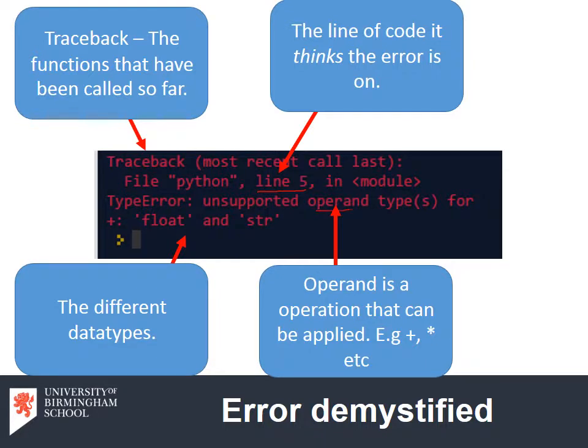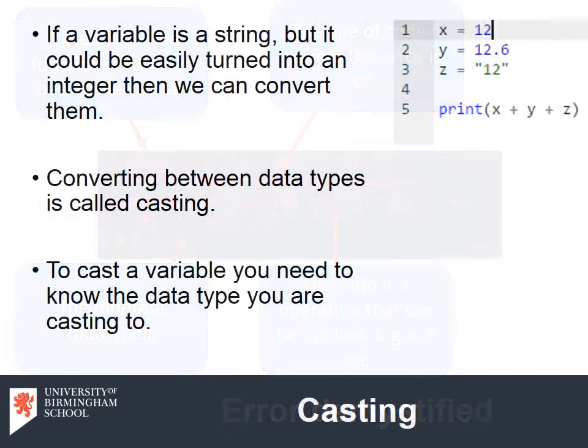So operand is an operation, to add, subtract, multiply and things like that. Types are the data types, and it will tell you the data types it can't add, subtract, whatever happens to be. So it will tell you the line it thinks it's on. Traceback is roughly where the error happens, and this bit is going to tell you the type of error and what it thinks the problem was.